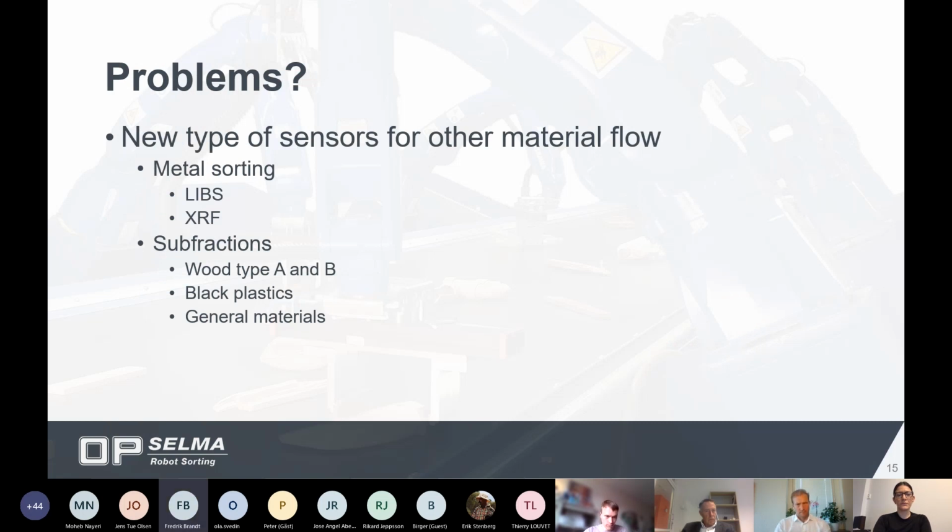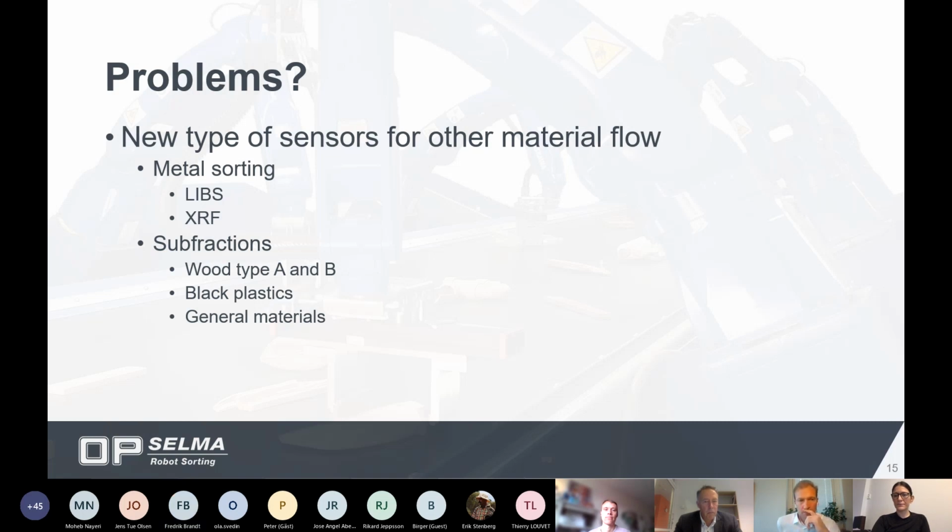Okay. Do we have any other problems? I've just talked about problems basically, but we want to go ahead and sort more and more. As we see it, there is no limitation of how much you can sort and how much you can go into details. Basically, we want to be able to sort metals into different alloys and different types. Then you have to use different kinds of technology, which we don't have in our system today.